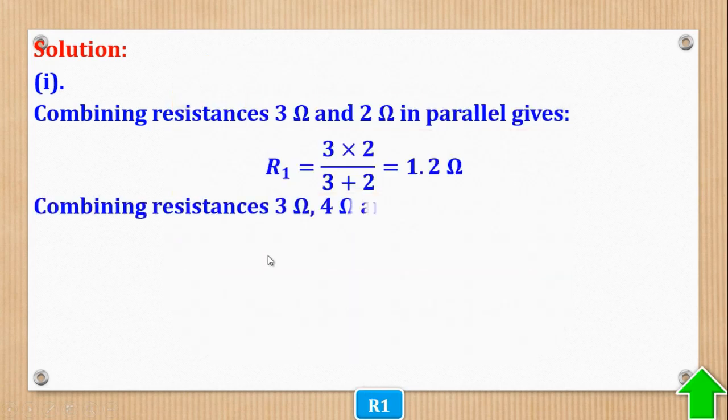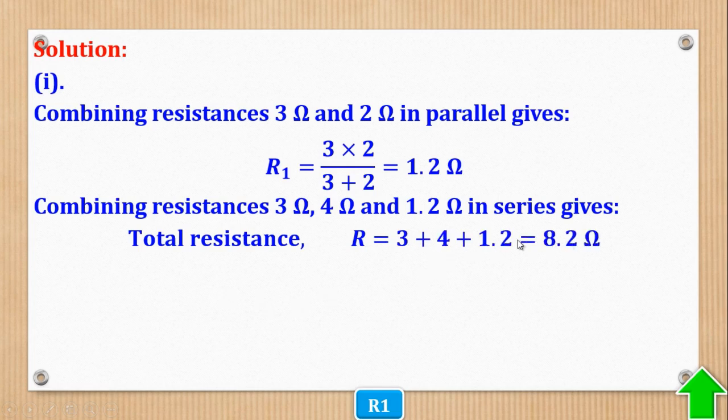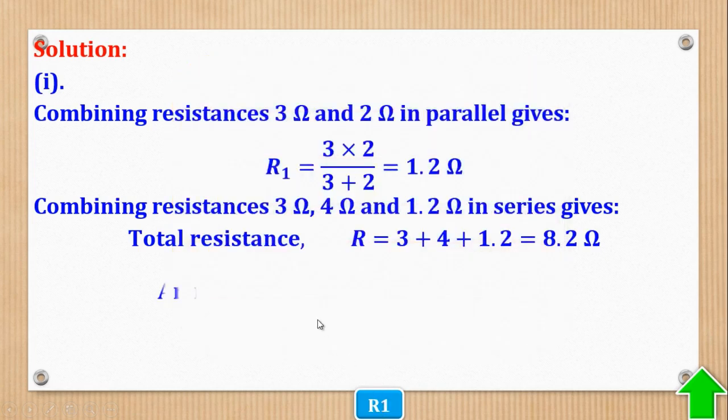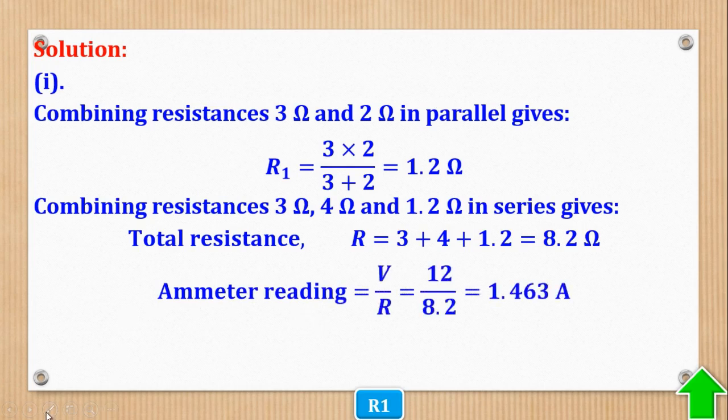Therefore, we shall come and say that total resistance will be equal to the sum of all the 3 to give you 8.2. And now that we know the total resistance and the total PD, which is 12, we can get the total current from V equal to IR. Therefore, I will be V over R. V is this total PD, R is the total resistance to give you that. And that will be the ammeter reading.